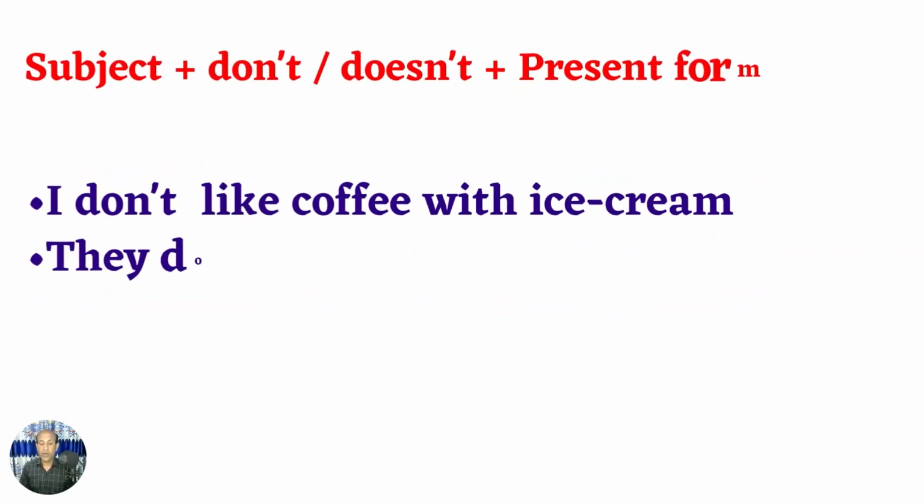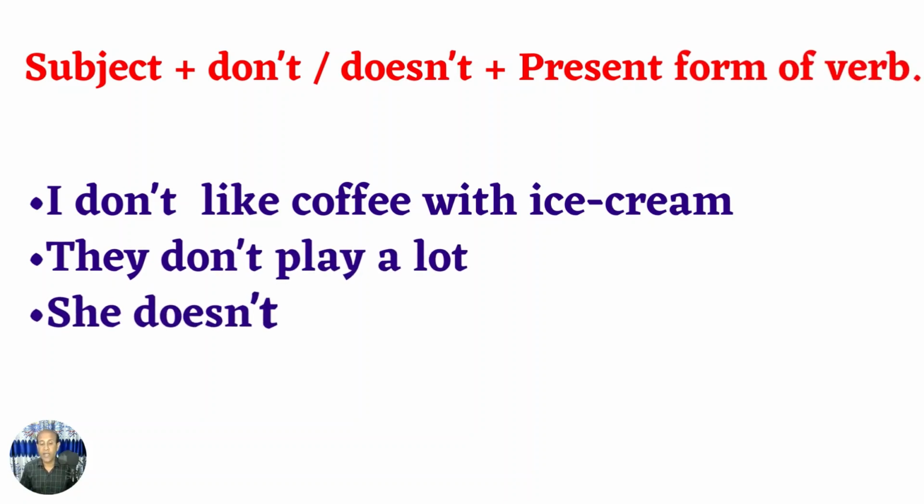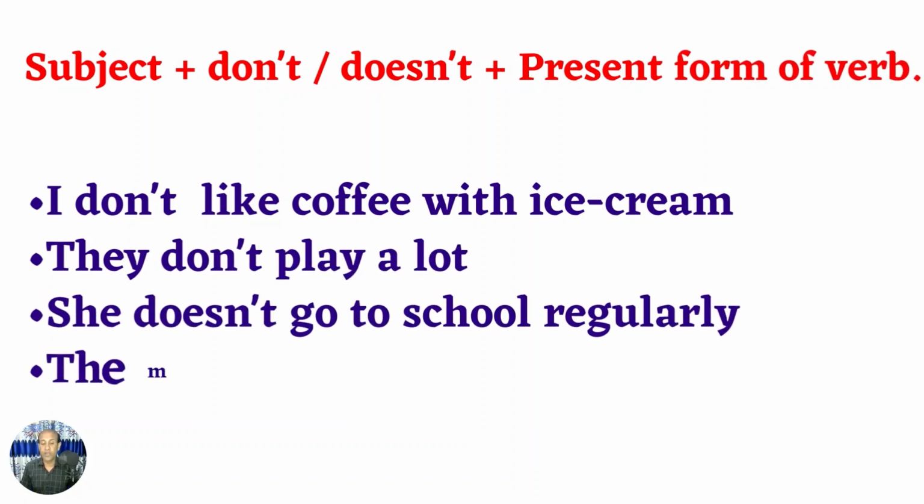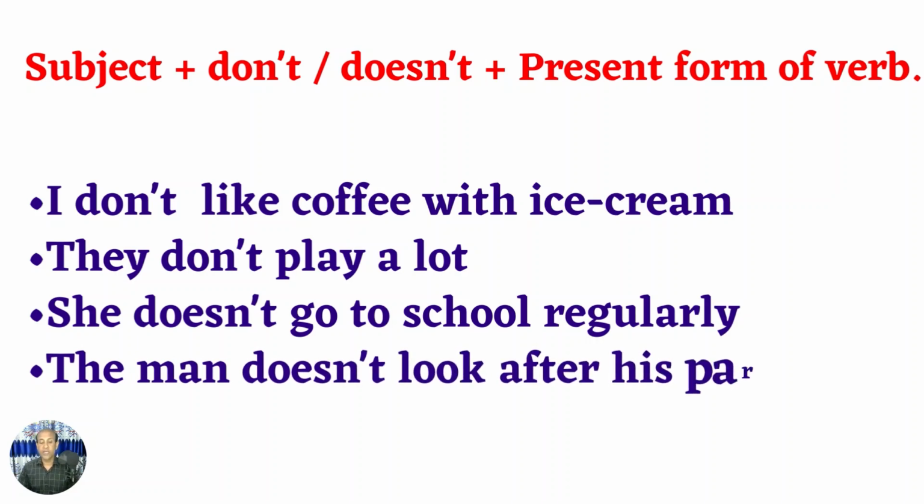Subject plus don't or doesn't plus present form of verb. I don't like coffee with ice cream. They don't play a lot. She doesn't go to school regularly. The man doesn't look after his parents.